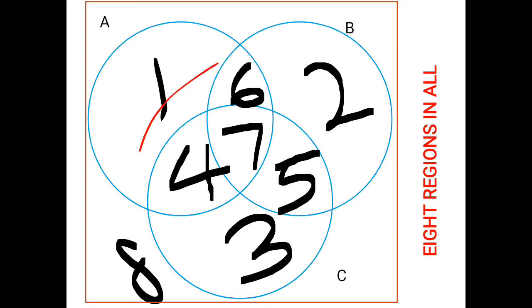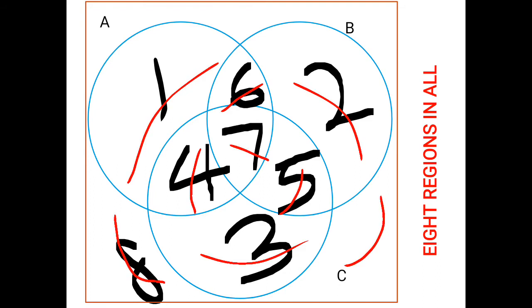So we have region 1, region 2, region 3, region 4, 5, 6, 7, and then the parts outside the circles. That is our region 8. In fact, in the next slide, we talk about each of the regions, so that wouldn't be a problem at all.